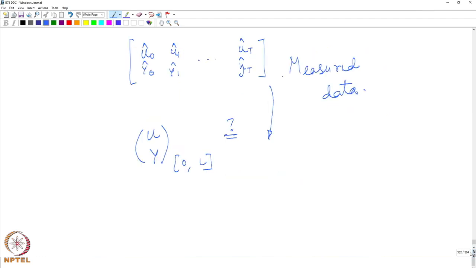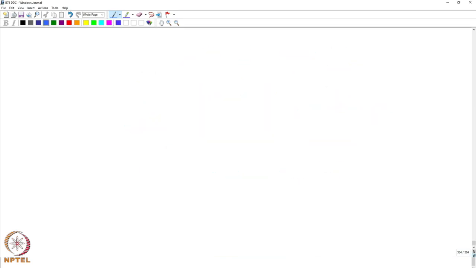So, what is the expression for this guy? Let us write an expression for this, and from there perhaps we will be able to derive something. Let us see, what is u0, y0, u1, y1, u2, y2? Let me write the first few of them, and then we will be able to understand what is going on. I want an expression for these.